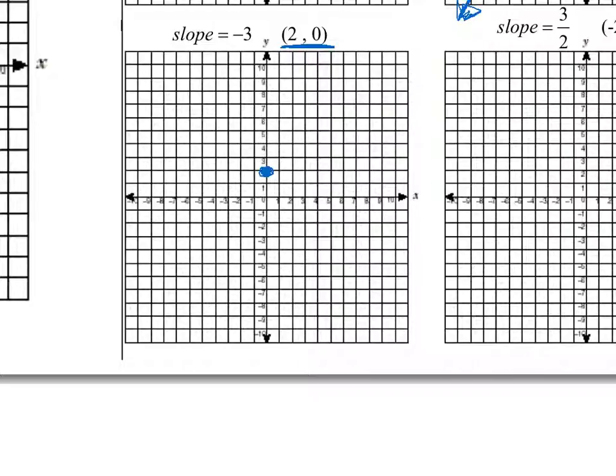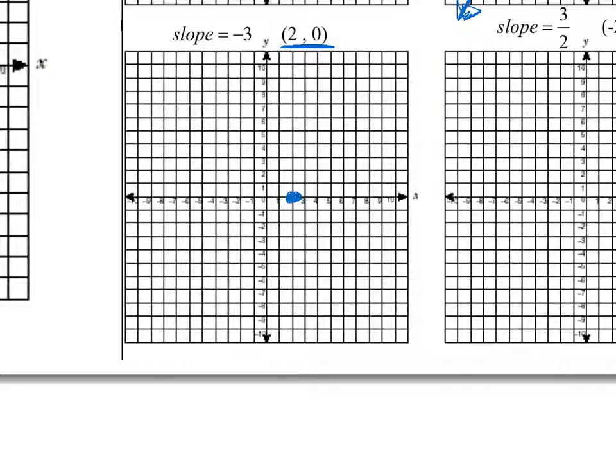This says over 2, up 0. Did I graph my point in the right place? No, I did not. That is a trouble spot for many of you. This says over 2 and up 0 to get to that point. This is the correct location for the point (2, 0).